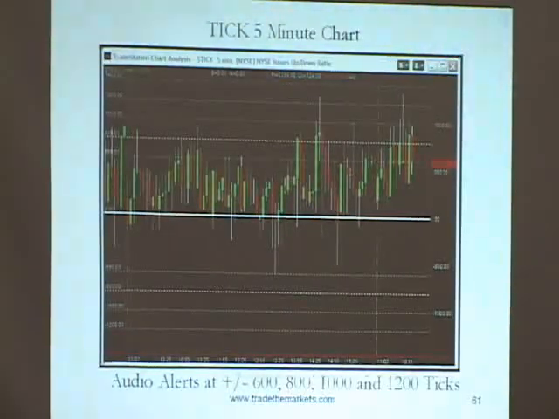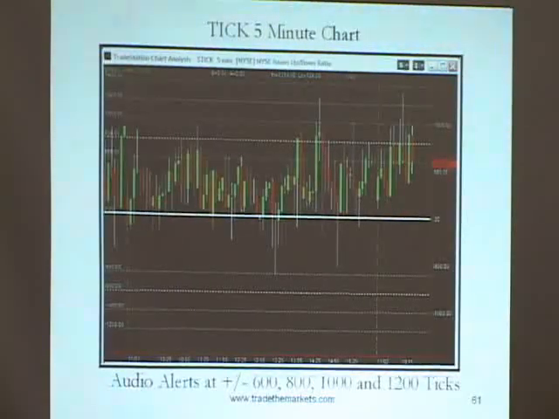Now, one thing to remember is that the main reason I'm using this chart is for audio alerts, but you can also watch and see, for example, that the ticks spend most of their time above 0. Generally, during the last half of the trading day, you're going to get a rally. As we talk about these other indicators and how they tie in, we'll show you how to weigh the ticks a little bit more.